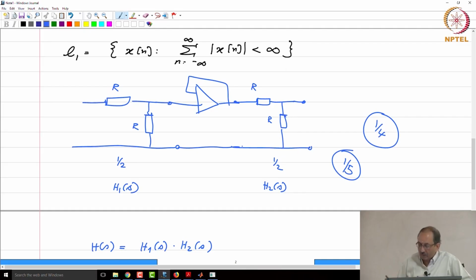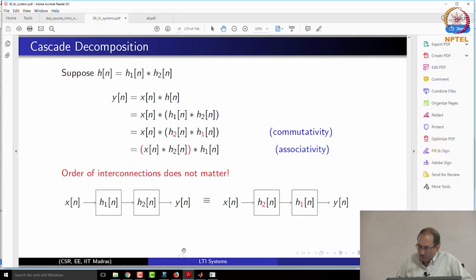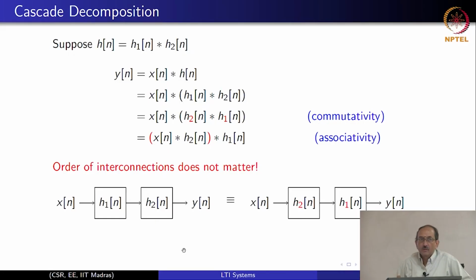When it comes to discrete time, no such issues are present, because here we are talking about implementation on a computer. These are all algorithms that are implemented on a computer. So there is no question of loading in the discrete time case. So we can assume that if I have H1 of n followed by H2 of n, in the transform domain, the corresponding transform will be the Z transform. It will be H1 of Z times H2 of Z, all right. And the concept of loading does not apply to discrete time systems.